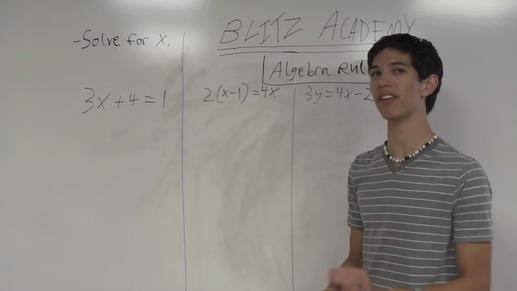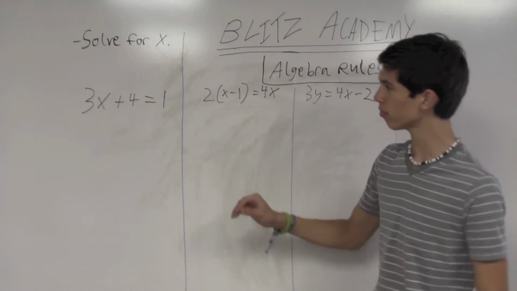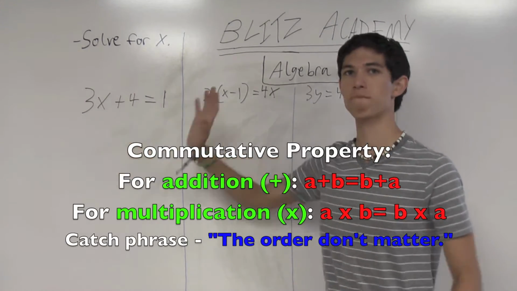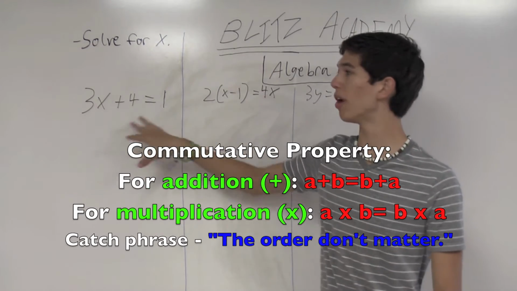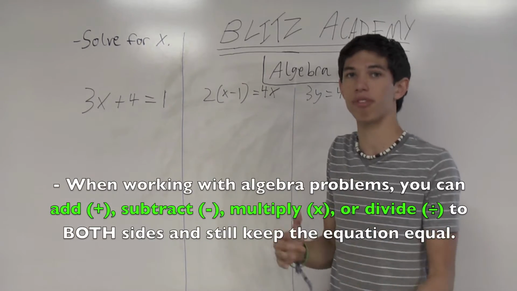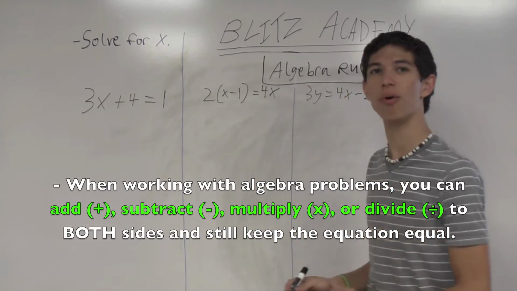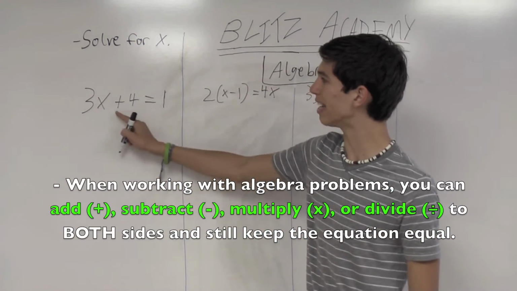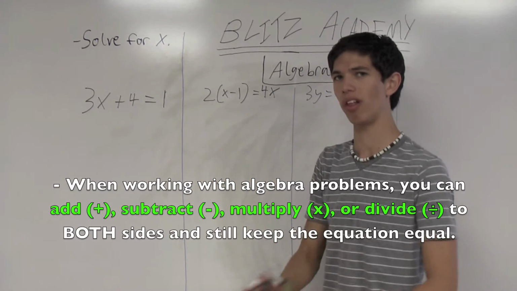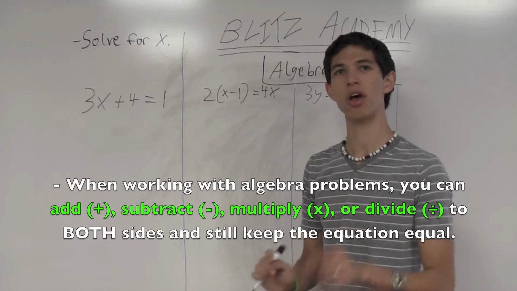So the first trick that you can do in algebra is based on the commutative property. It's just a word that means that no matter which way you order these numbers through addition or subtraction, it's going to equal the same thing as long as you do it to both sides. So we can use that trick right here. We need to get rid of everything on the side of x. X needs to be all alone. If you're solving for x, get x by itself.